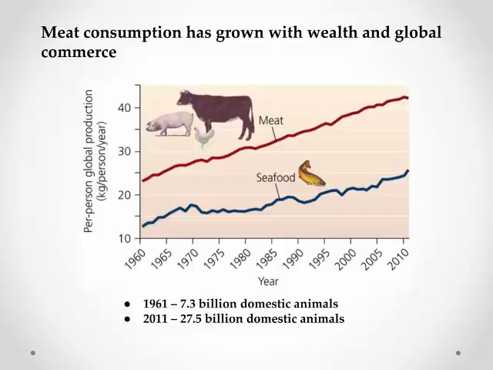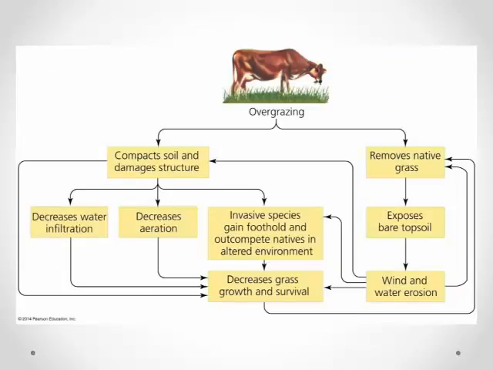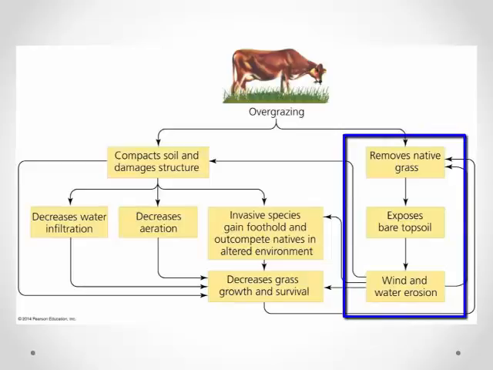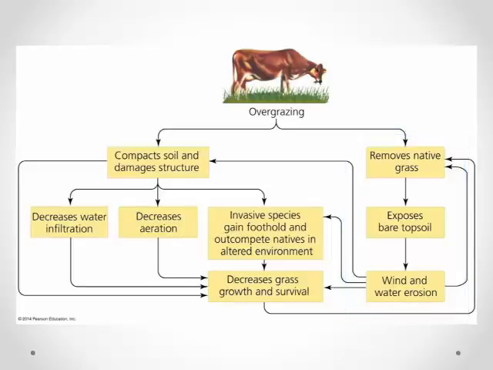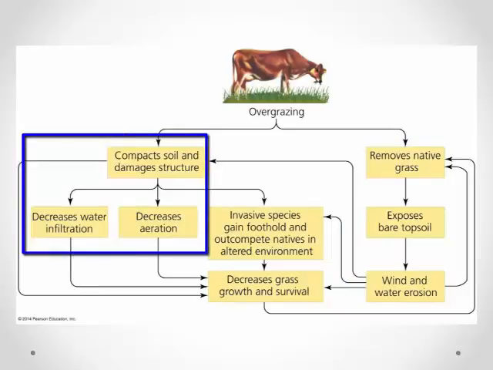But is this model of growth sustainable? Beyond just having the capacity to feed everyone, let's consider the ecological impacts of raising animals for human consumption. If animals are allowed to overgraze a field, this can have drastic detrimental ecological effects. For example, if the vegetation is removed from a field, this will leave topsoil bare and expose it to wind and water erosion. Additionally, too many grazing animals on too small of a piece of land can cause the soil structure to be compacted, which decreases aeration and infiltration, both of which ultimately inhibit the growth and survival of new grass.